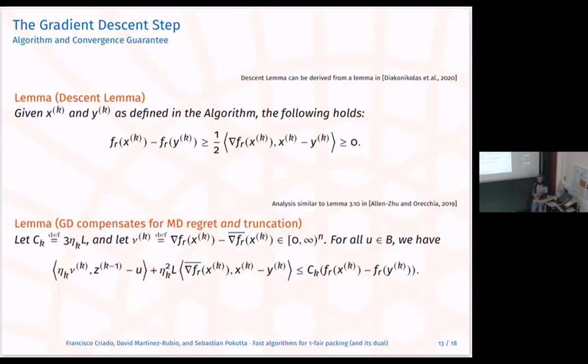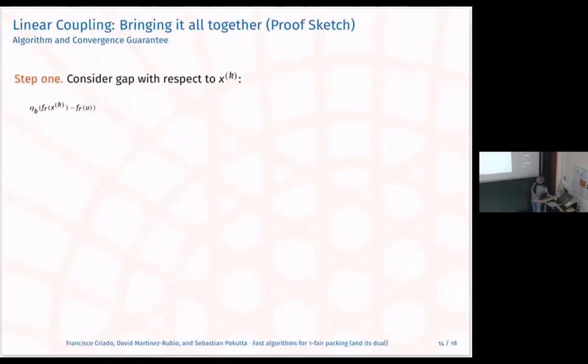And these are the key properties to make everything work. And then I will spend now the last few seconds or minutes to talk a bit about the coupling and putting everything together. So let's see if we can prove that this actually provides an epsilon approximate solution.